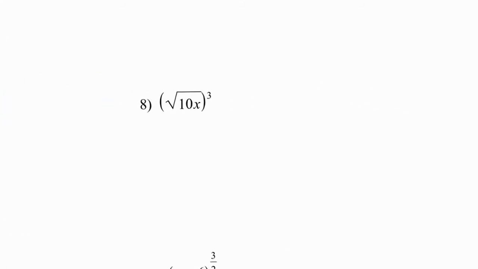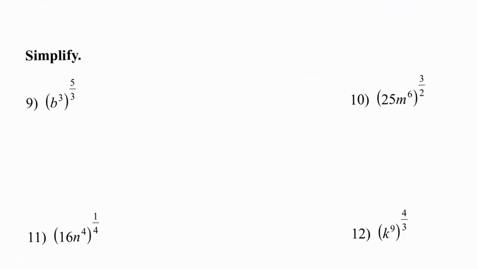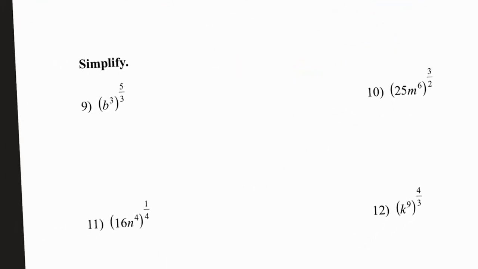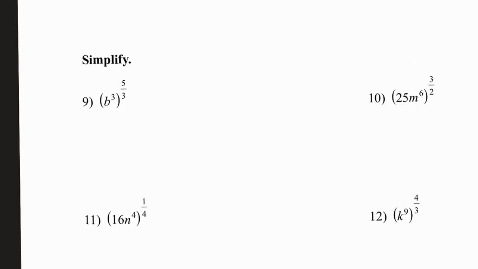Again, sort of invisible here is this little 2. If it's not written, it's understood to be there. So I've got 10x, the power goes up on top, the root goes down below. Again, root, power. Now these ones down below, these last 4 examples, they actually want you to simplify. So this is going to kind of depend on you remembering some of the rules about exponents that you learned in previous classes. So let's see if I can help you here.